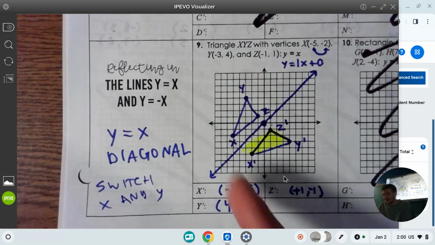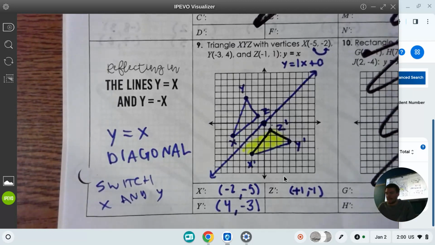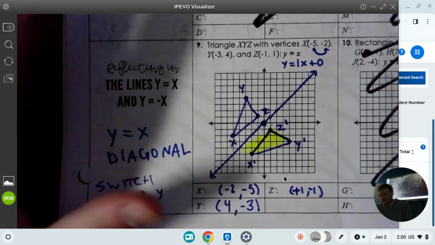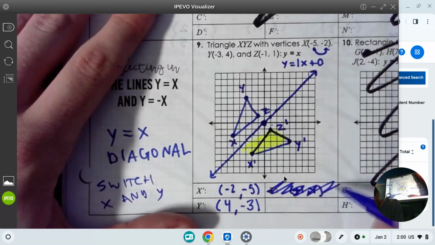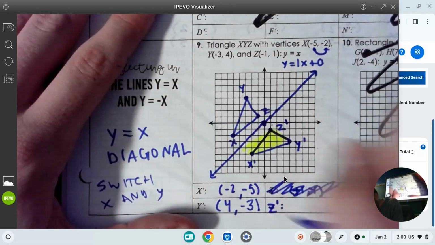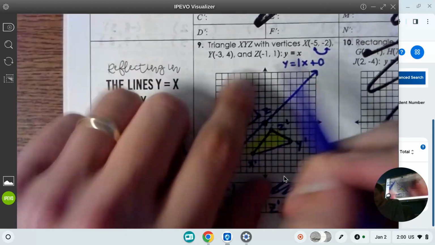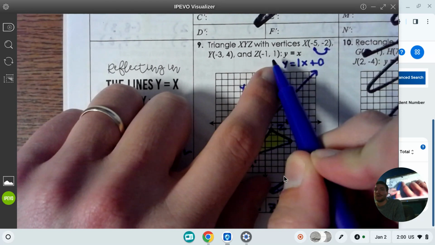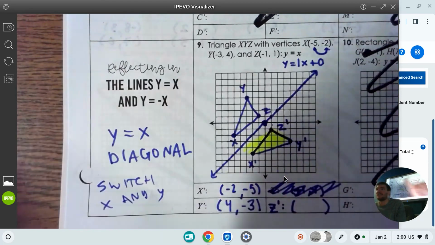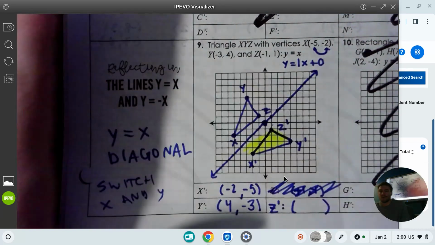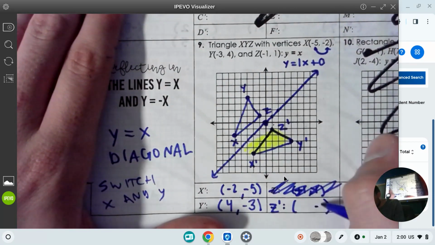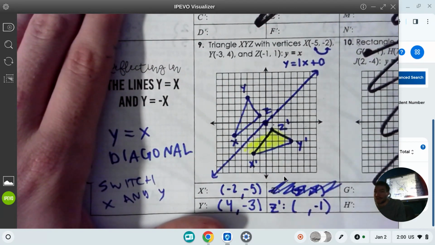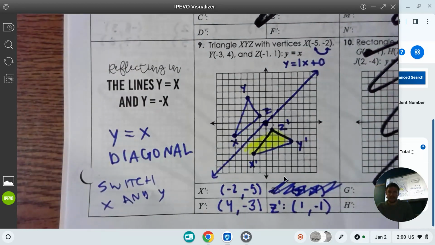And then check it out. Does it look reasonably good? Did we reflect over that line? Hold on, what does he say? I know, it's a mess. Here, let me try again. Z prime is, so look at this Z right here. The original, the pre-image is -1, 1, right? So literally just take those two numbers and put them in the opposite order. So instead of -1 coming first, -1 goes second. Instead of 1 coming second, 1 comes first. So it should say 1, -1.